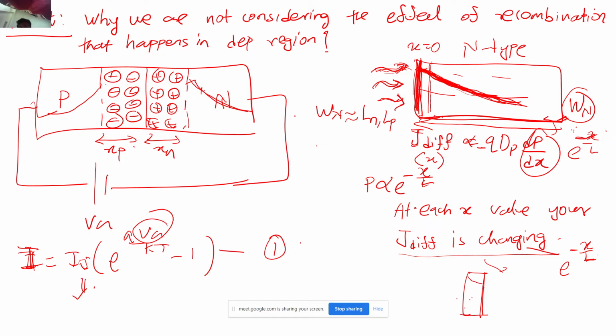Can you just repeat again? Since diffusion is proportional to the diffusion coefficient, and the diffusion coefficient is the square root of Ln times tau n, so tau n will be proportional to the diffusion coefficient. Tau n will correspond to the diffusion coefficient. Okay. So in a similar fashion, it will be proportional to current.